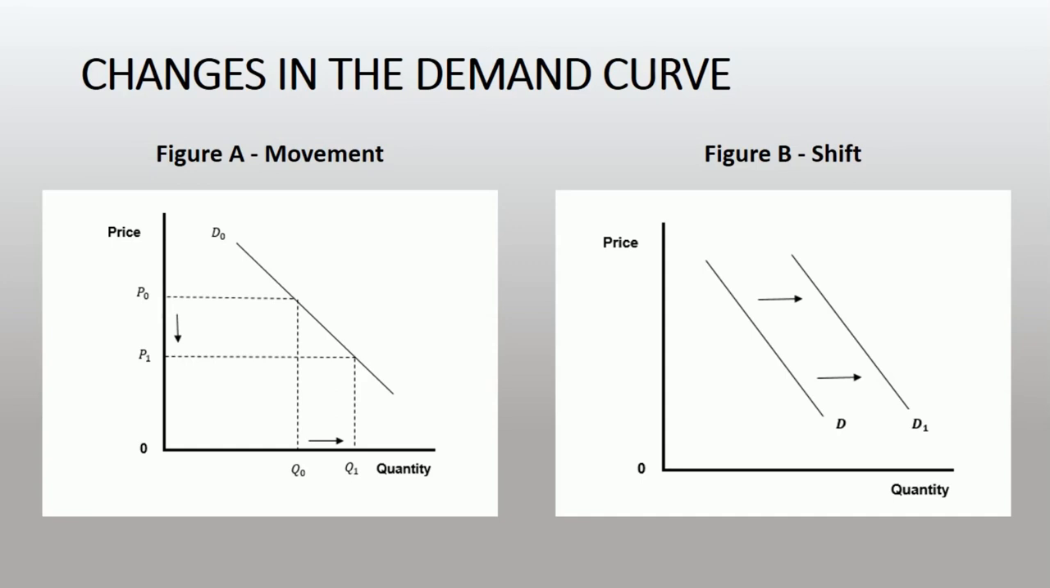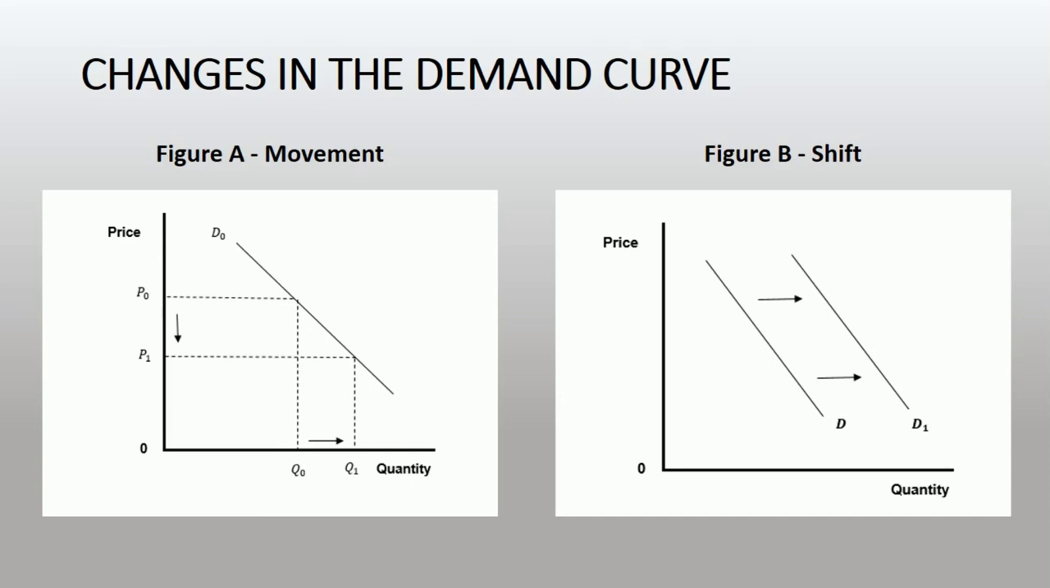A movement along the demand curve occurs only when there is a price change of a certain product. So a business might decide to decrease the price of a good to encourage more people to purchase it. This is then illustrated with a movement along your demand curve.